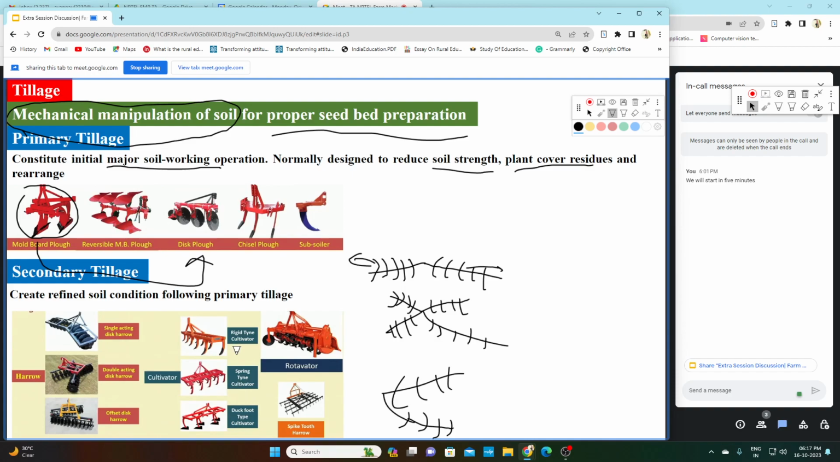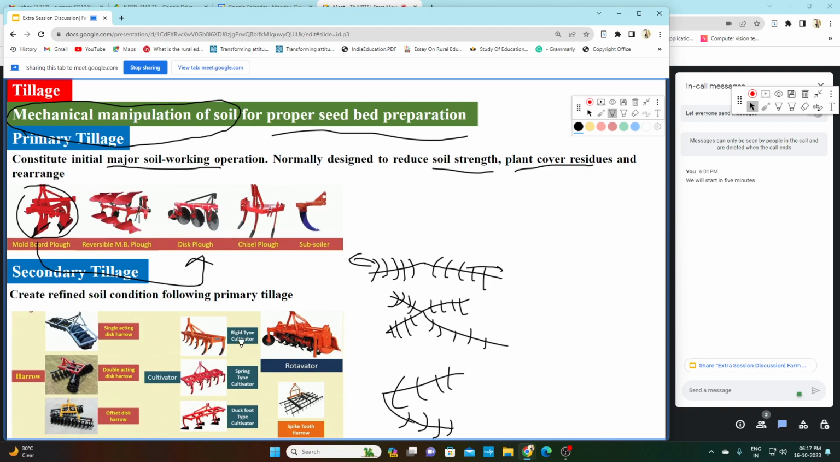Then we have cultivator. Cultivator is one of the most important secondary tillage implements, and this is a very simple implement also. You can see we have only one frame and we have tines, the soil working element, attached to it. So this is a very simple farm machinery implement, cultivator.